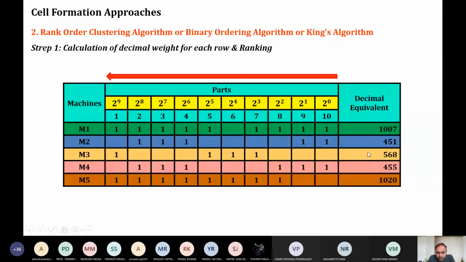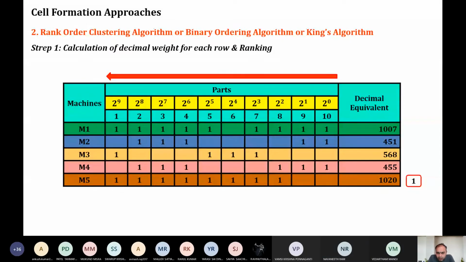So now what is the task? I told you it's going to be ranking. We found the values and we need to rank these values. Among these five values, which is the highest decimal equivalent? 1020. So that is machine number 5, correct? That is machine number 5.